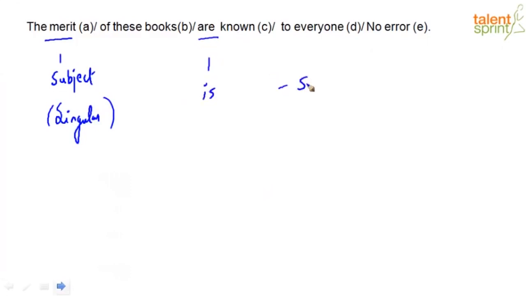Rule number 14, subject-verb agreement rules. Singular subject, singular verb. Plural subject, plural verb. This is the cornerstone rule when it comes to subject-verb agreement. But there are plenty of other rules in this concept, so make sure you know all of them. Here's our example. The merit of these books are known to everyone. The merit of these books. This is my subject, which is a singular subject. I need a singular verb, is. Remember, there are lots of rules. You change are to is, the error is in part C.